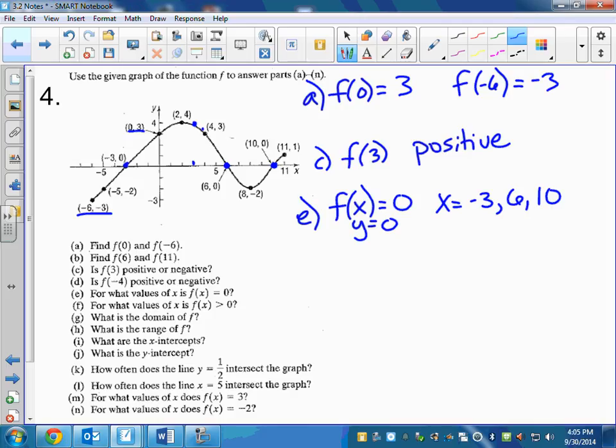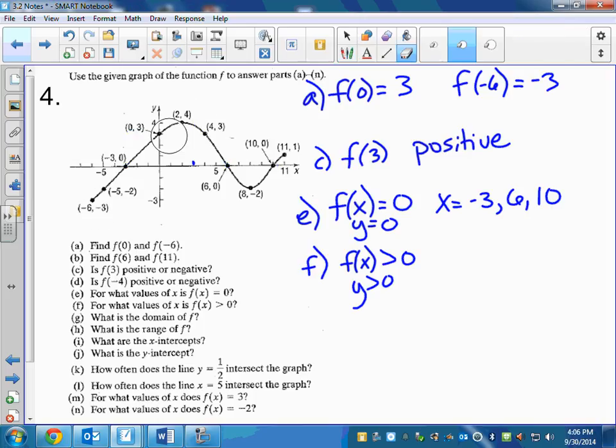What about F? F says, for what values of x is f of x greater than 0? Again, remember that f of x is another word for y. So they're saying, where is y greater than 0? This is going to be a lot of answers. Don't just tell me the points up there. Because it's greater than 0 everywhere that it's above the x-axis, right? Those are all positive y values.